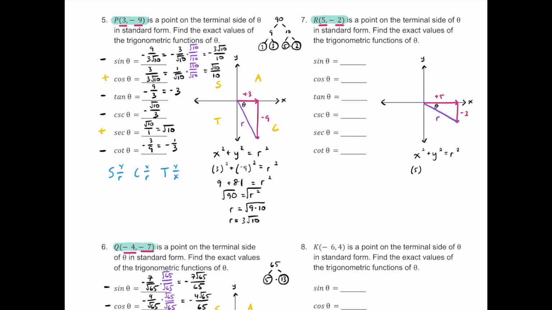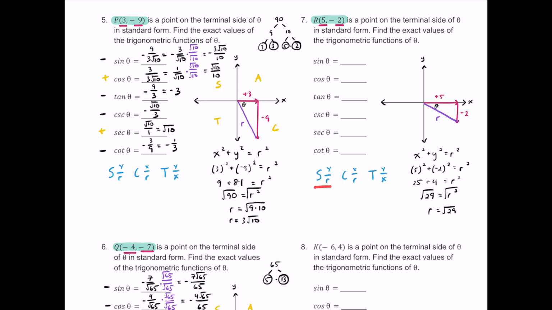Plug in 5 here, 5 squared plus -2 squared equals r squared. R squared equals 29, so the square root, 29 is a prime number, so we don't have to worry about that at all. That's just going to be √29. Here are our ratios once again. Hopefully that's starting to stick with some practice.